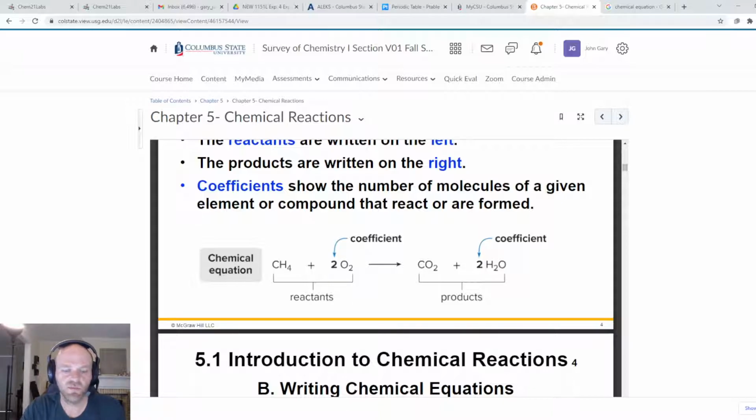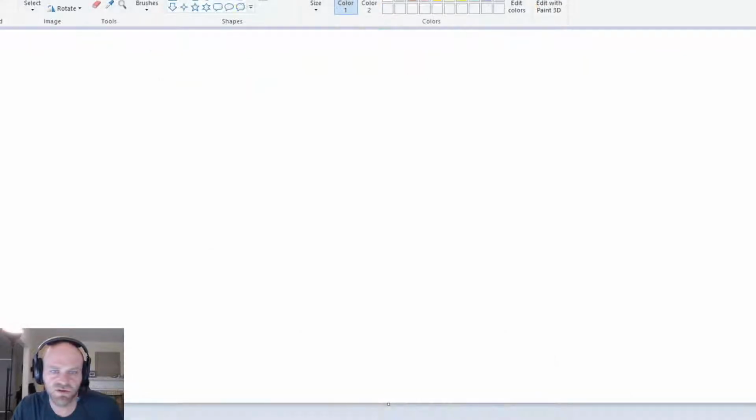All right, so it's important for us to keep straight the difference between the subscript and the coefficient. Let me pull up my paint program real quick and show you what I'm talking about. So the subscript goes behind, let me make that bigger.